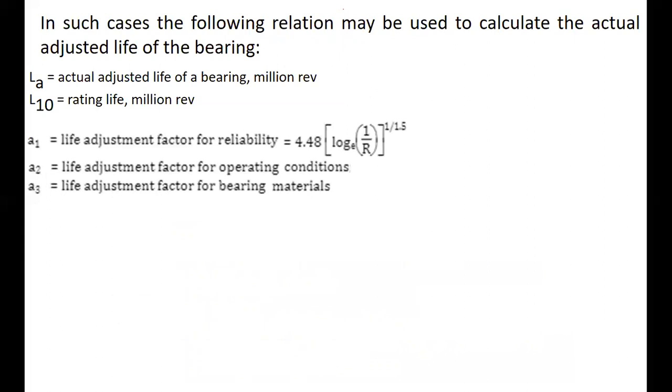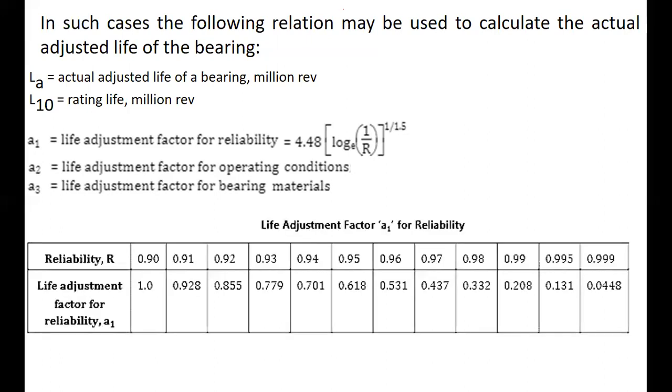You have to calculate the adjusted life of the bearings, which is LE in million revolutions, right? A1, A2, A3 are life adjustment factors, which you have to multiply with that rating life. A1 is the life adjustment factor for reliability, which is taken as 4.48 log E 1 upon R raised to 1 divided by 1.5. A2 is the life adjustment factor for operating conditions. A3 is the life adjustment factor for bearing materials.